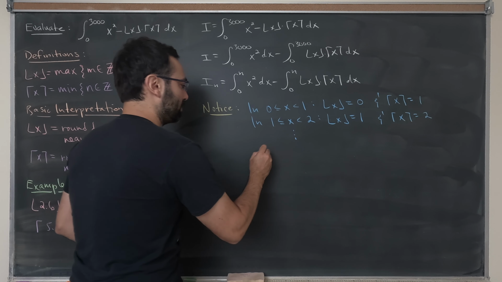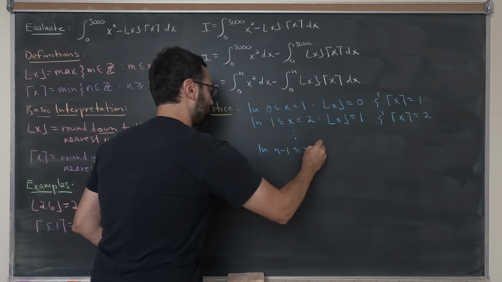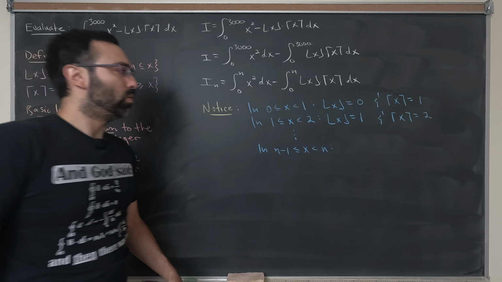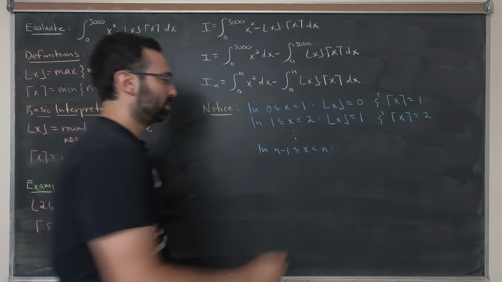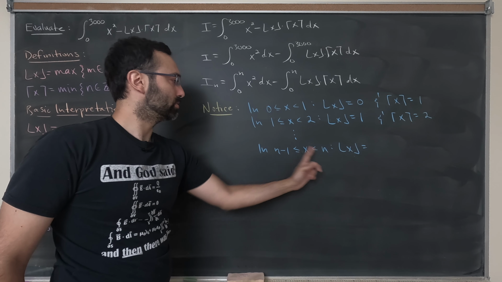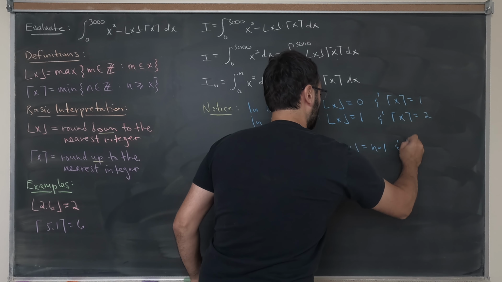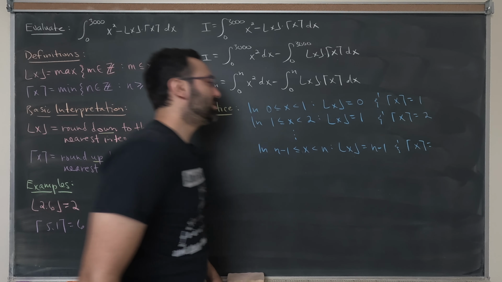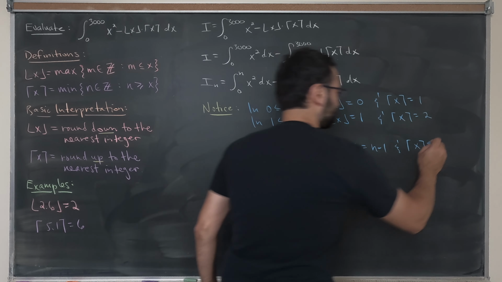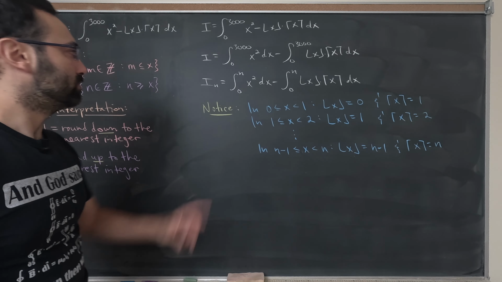In general, if we look at the half-open interval from n minus 1 up to n, how do our floor and ceiling functions behave? The floor of any number between these two integers will round down to n minus 1. And the ceiling of any number between these two integers will always round up to n. So what does this tell us about our integral over here?